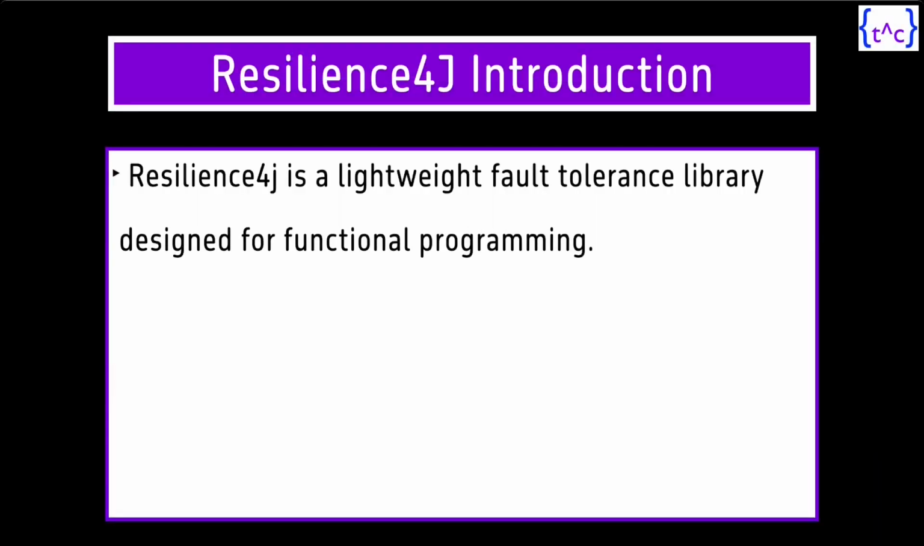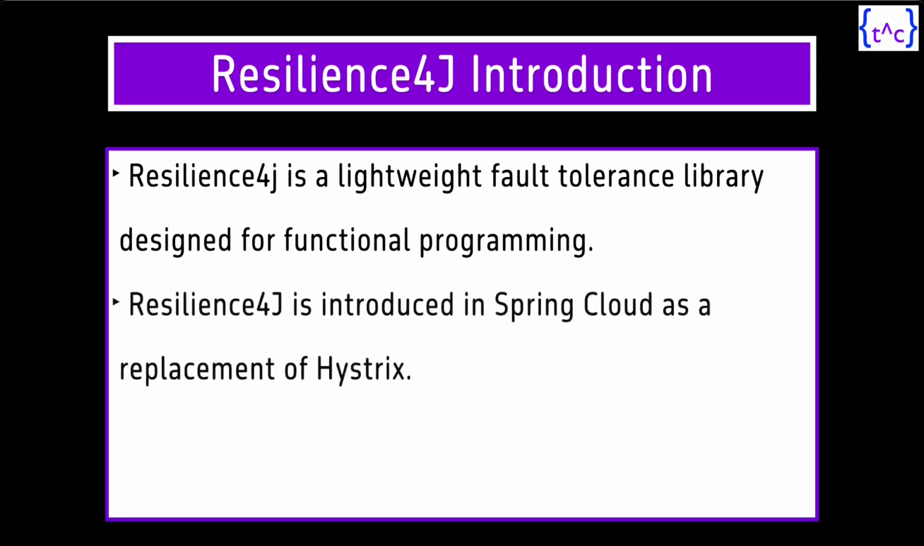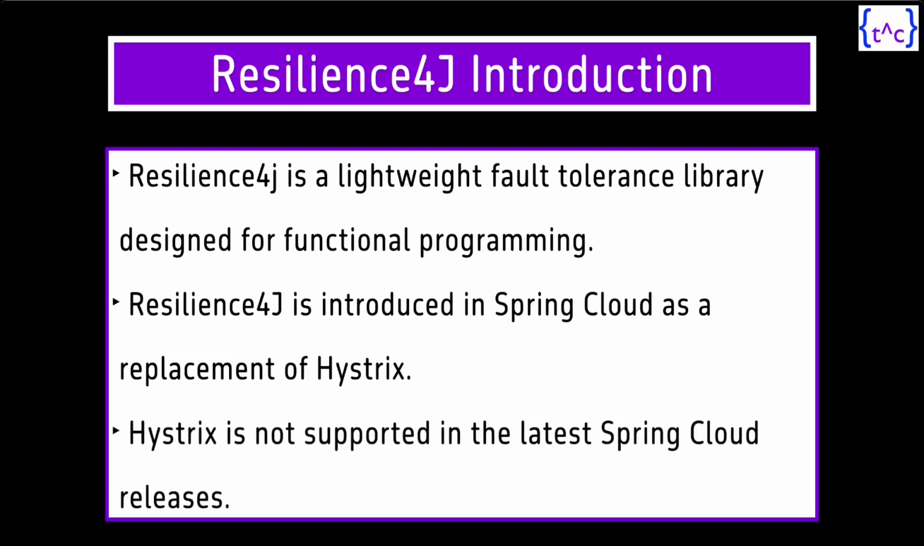So Resilience4J is a lightweight fault tolerance library that is designed for functional programming, and it is supported from Java 8 onwards. It is introduced in Spring Cloud as a replacement of Hystrix. That means in the latest releases of Spring Cloud, Resilience4J is supported, whereas in the earlier releases of Spring Cloud, for the same purpose, that is for resiliency purpose, for fault tolerant purpose, Hystrix was there. Just to give you a little background, Hystrix was developed by Netflix and it was introduced in Spring Cloud. But now in the latest releases, Resilience4J is supported.